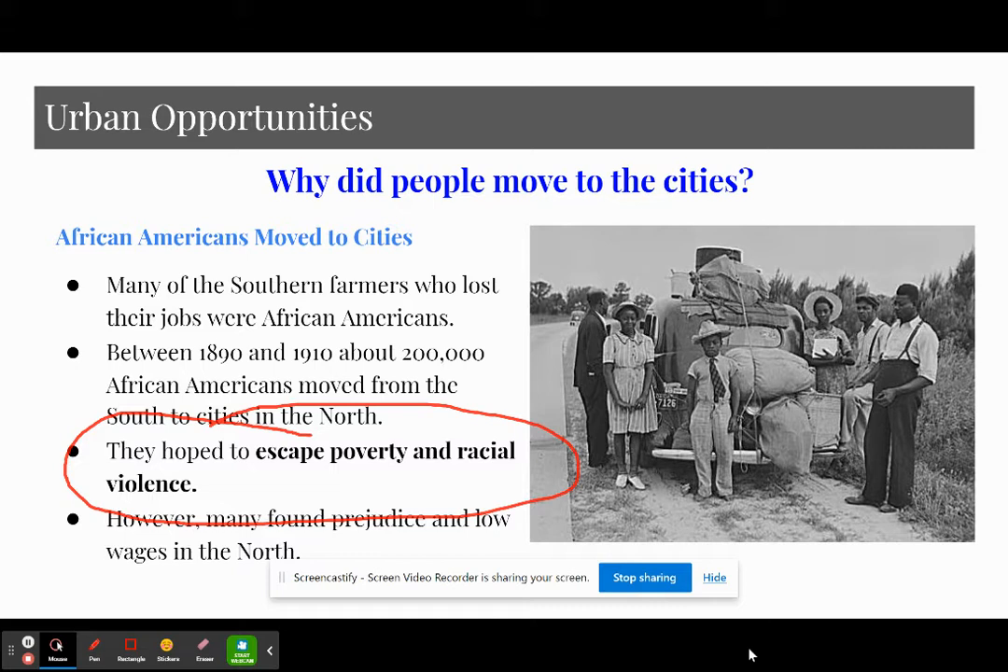violently assaulted, even if you did nothing wrong. So it was a way to keep African Americans in, quote unquote, their place in the South. That fear drove many African Americans north, where lynching was more rare and not the way of the land. However, they still found low wages in the North, and they still found prejudice. It just wasn't as bad.